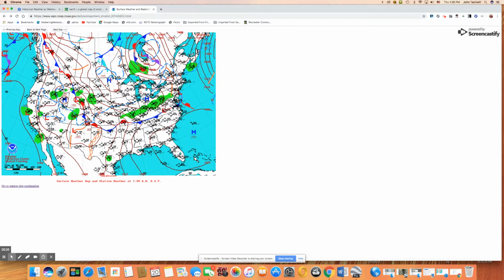We have some different air masses. Up here, we have some cold air. This would be continental polar air, so that's cold, dry air. Down here, we've got maritime tropical air, so that's warm and moist. And then over here, it looks like we've got some warm and dry air. This is probably continental tropical.